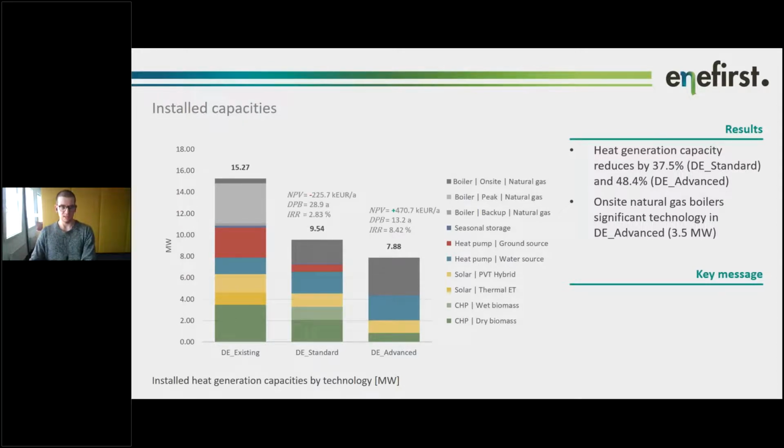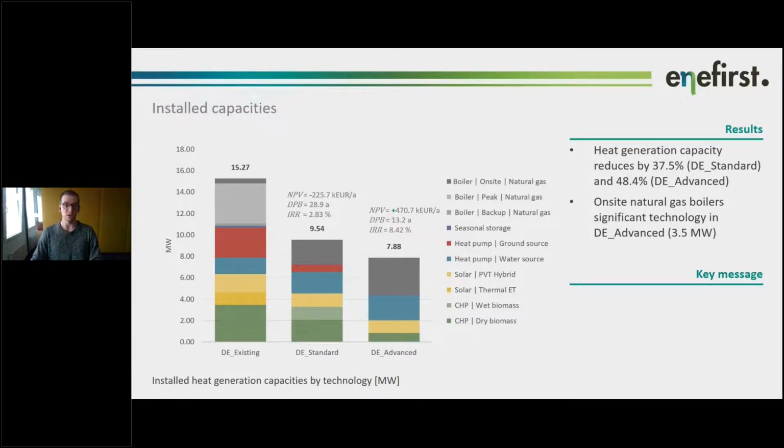So what we see is that, interestingly, the standard scenario is not cost effective. The net present value is negative with about 225,000 kilo euros per year. The payback period is close to 30 years and the internal rate of return is very low. Whereas for the advanced scenario, we have a positive net present value of almost €500,000 per year.